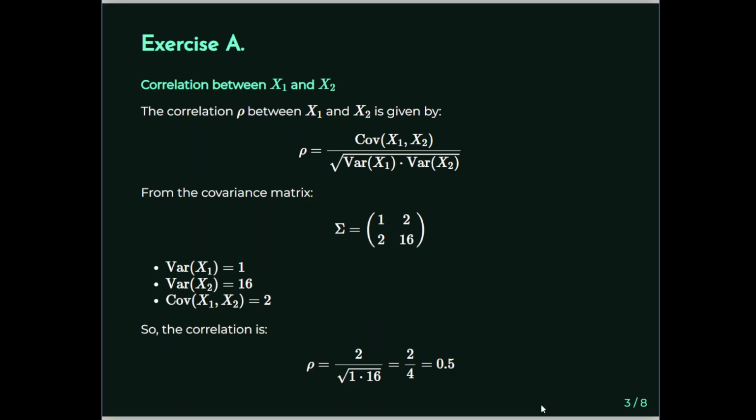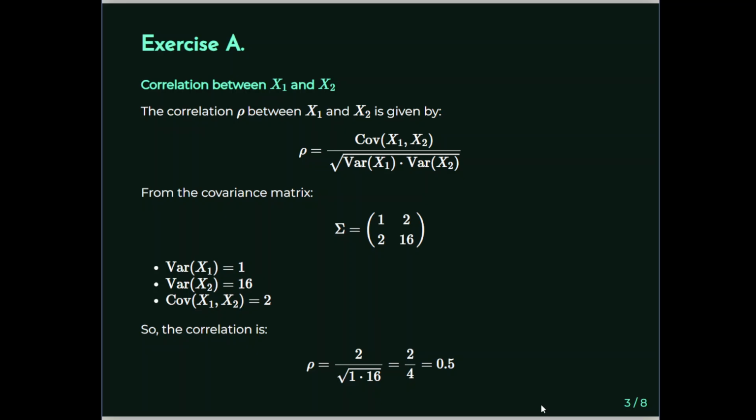So we're looking at the covariance matrix now. Typically the notation is sigma, and it's a 2 by 2 matrix for two variables. In the top left-hand corner, we have the variance of x1, which is 1. In the bottom right-hand corner, we have the variance of x2, which is 16. And in the top right corner and the bottom left corner, we have the covariance. That's a symmetric matrix, so those two values should be the same. In both cases, we have 2. So the covariance of x1 and x2 is 2.